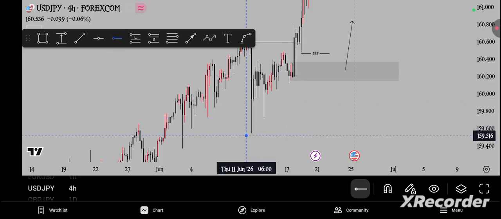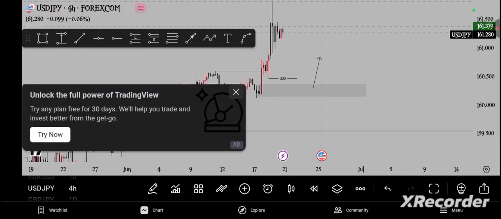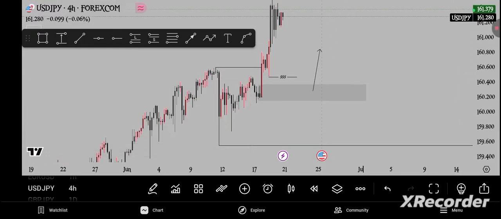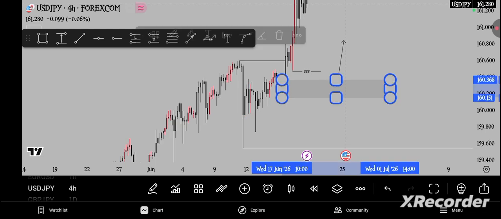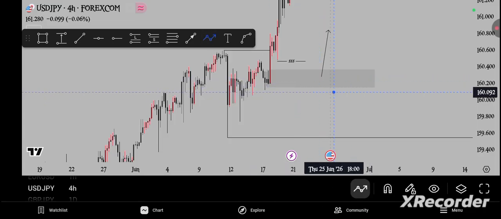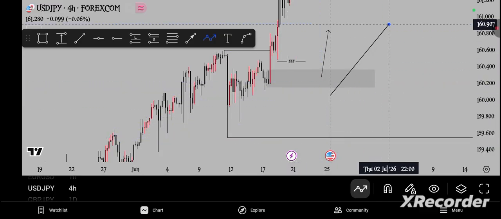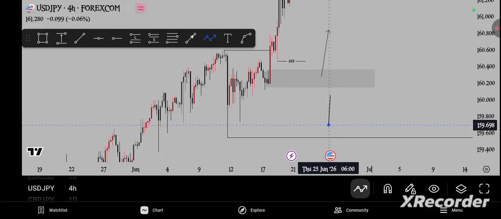This low that caused the break of structure. Then I will know that my bias was wrong. But this is the zone I will look out for. This is the zone. But if price did not respect this zone and give us some sort of 4-hour change of character around this area to the upside, then you can still take the buy.